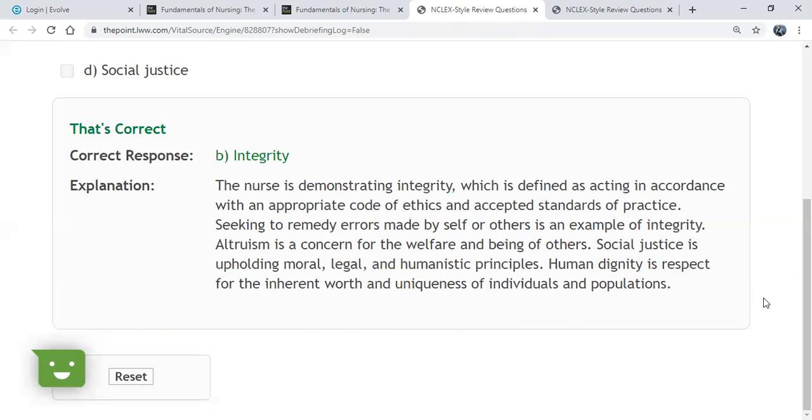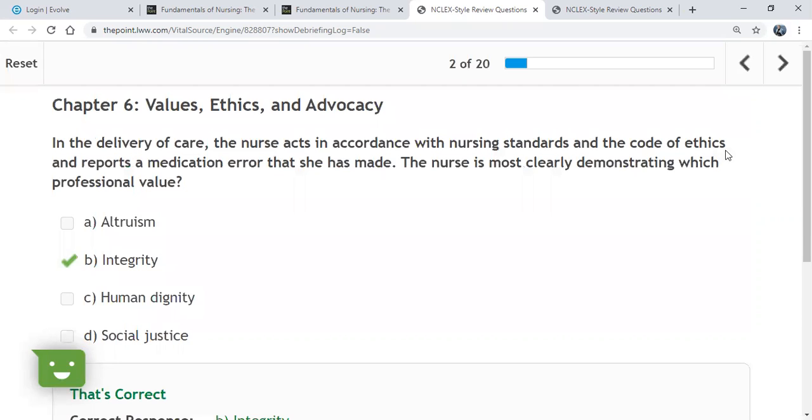So altruism is a concern for the welfare and well-being of others. It is true that I care about you. Social justice is upholding moral, legal values and humanistic principles, so they're doing things that will help everybody, not just one person or another. Human dignity is respect for the inherent worth and uniqueness of individuals and populations.